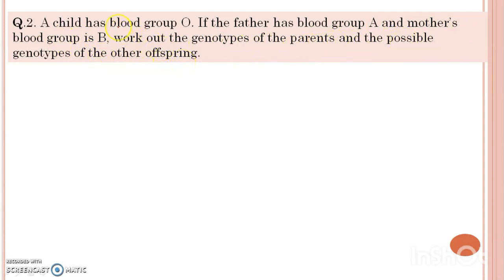Okay, so here the blood group of one child is given, that is O, and we know the genotype of O blood group is small i. Also the blood group of both the parents is given, but the genotype is not mentioned here. So we need to find out the genotypes of the parents and also the possible genotypes of the other offspring.